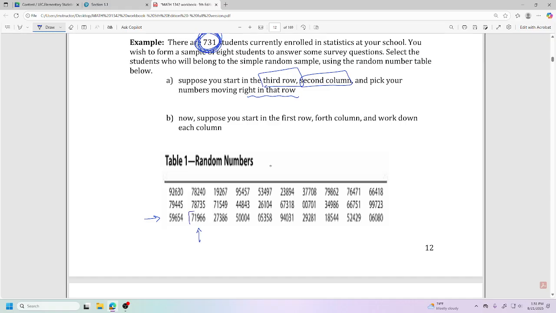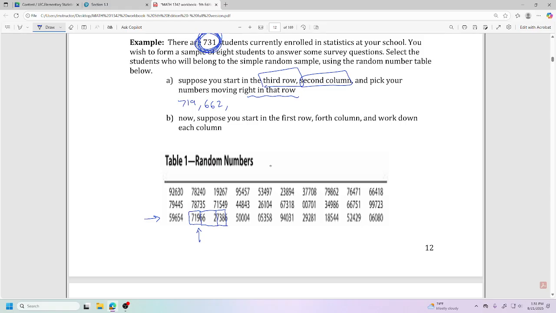So the very first thing I got is 719. Is that less than 731? So we're good. I'm going to write that down. So here I got 719. That's a legit number. I'm going to keep cruising. Do you see right here? It has a 6, 6, and then a 2. I need 3-digit numbers here. Is 662 less than 731? Here we go again. 662. So that's another legit thing there.